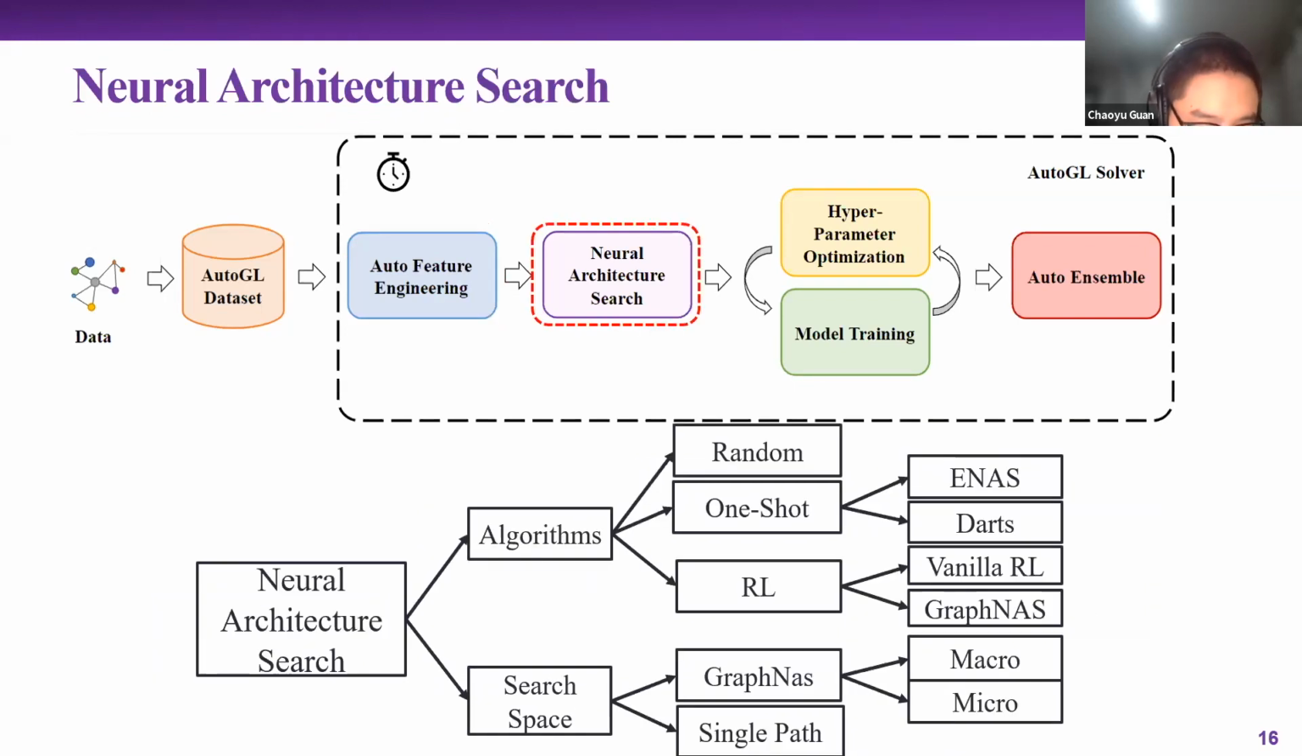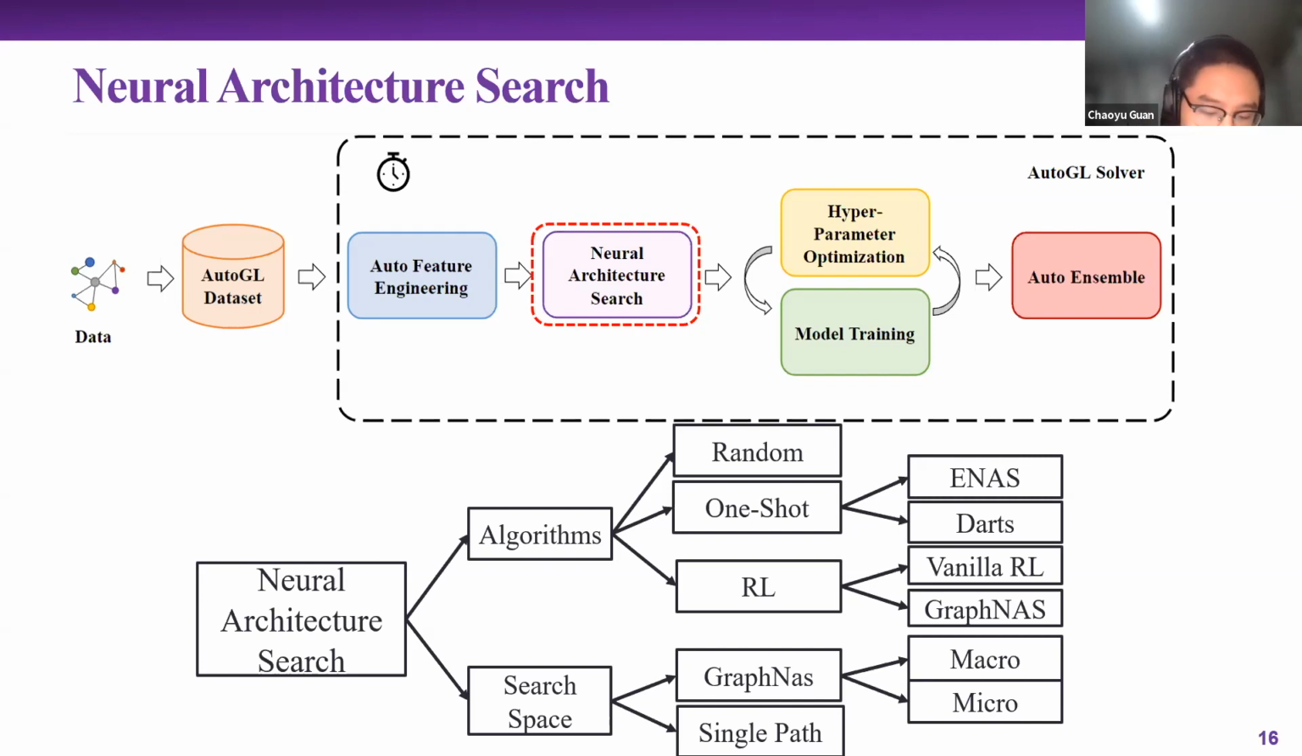And for neural architecture search, it aims at finding the best graph neural architectures for the current tasks. In this module, we support both graph-agnostic and graph-aware algorithms. Systematically speaking, we first split neural architecture search into 2 submodules, named algorithm and search space. In this way, we can implement more kinds of neural architecture search frameworks by combining different algorithms and search spaces together. For algorithms, we further support random search, one-shot based search, and reinforcement learning based search algorithms.